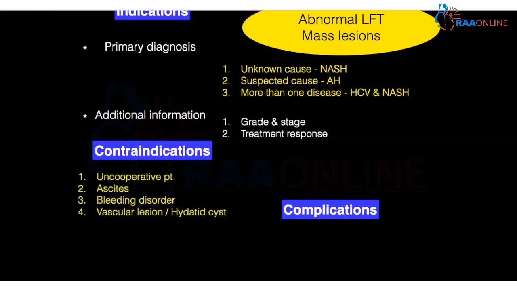Coming to contraindications: uncooperative patients, ascites, bleeding disorders, vascular lesions, and hydatid cyst. Hydatid cyst, I don't know. In the books, they give it as a contraindication, but practically some people are aspirating the hydatid cyst. Some of the articles are saying it can be safely biopsied, but I leave it to you. But those are all the contraindications.